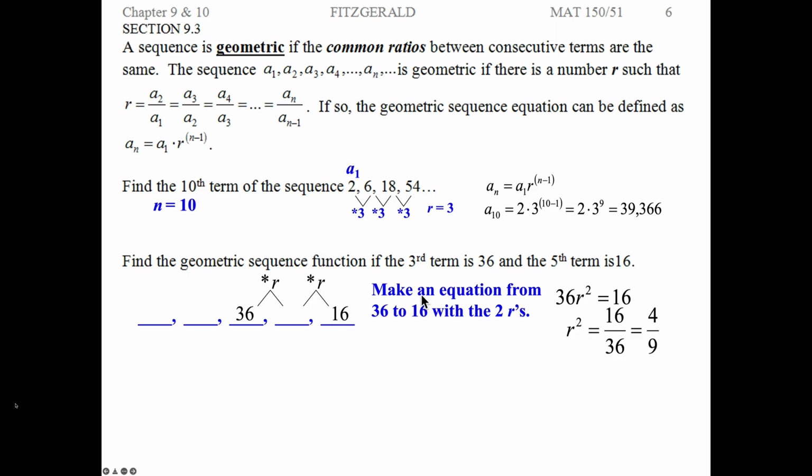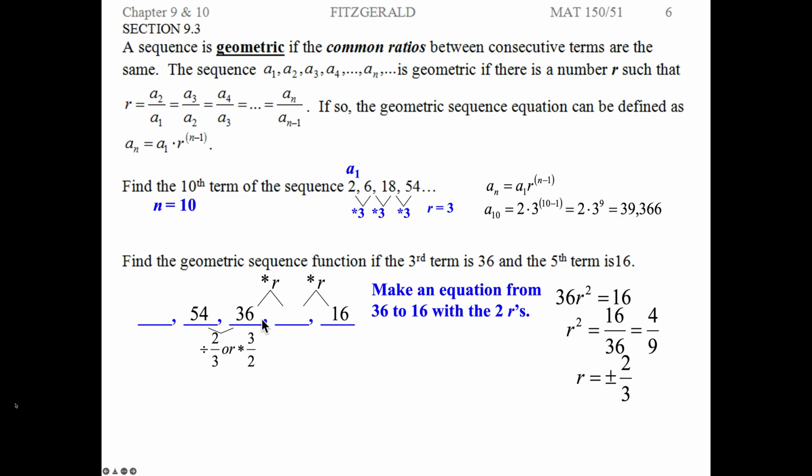Divide over the 36, reduce it to 4/9. Take the square root of both sides, positive or negative 2/3. Since you're solving for an r squared, there's two answers. Okay, well, wait a minute. That means we have two possible geometric sequences. So since we multiplied by 2/3 to get to this number, multiplied by 2/3 to get to 16, now we work in reverse. You either divide by 2/3, or we don't divide by fractions, we multiply by its reciprocal.